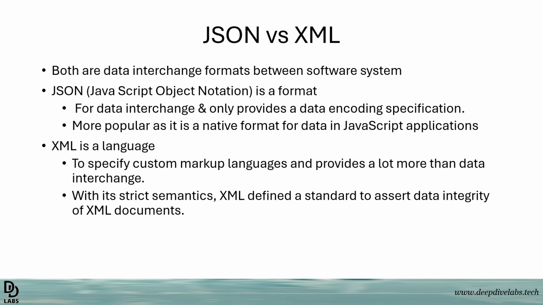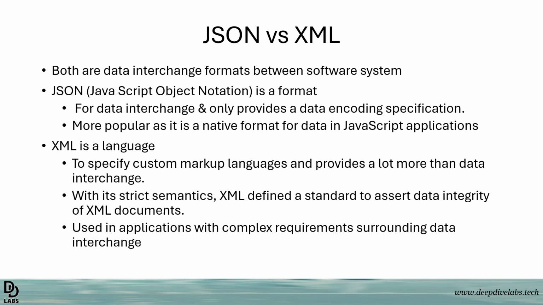So the format should be in a hierarchical fashion. Your document needs to be written in a certain format. So it's typically used in applications with complex requirements surrounding data interchange. Whereas JSON is fairly simple and straightforward. Okay, all of this is important because it acts as a precursor to understanding document databases. Your object-oriented database and your XML database essentially paved the way for the document-oriented database.